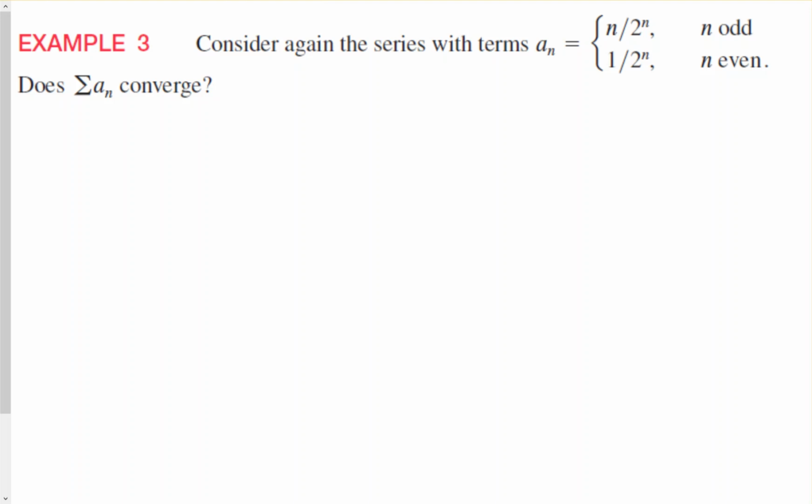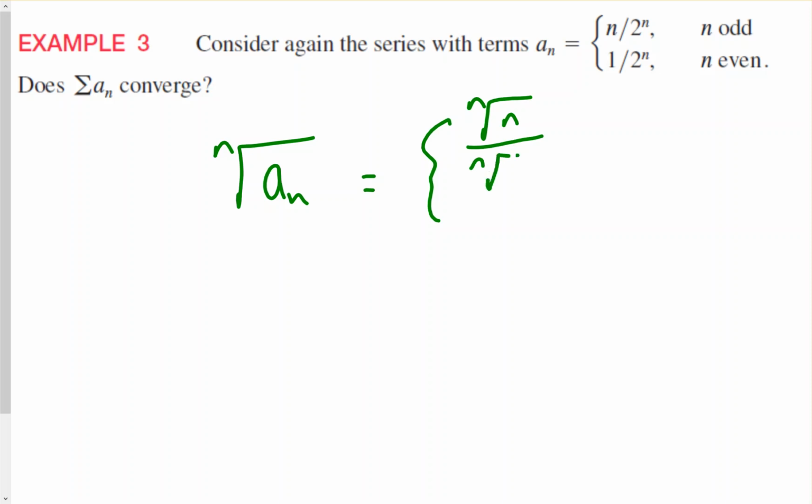Okay, so we apply the root test. Right, so if we have a_n, and we're going to do the nth root. That means for the top one, if we do the nth root of this term, that would leave us with the nth root of n over the nth root of 2 to the n. Let's do that, and then we'll just simplify it.